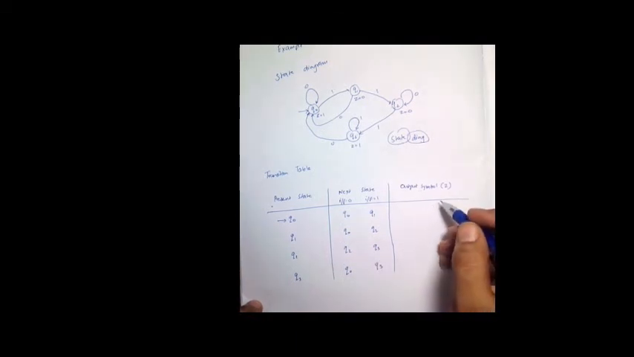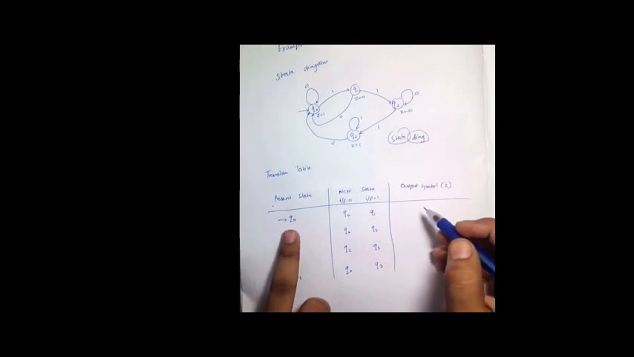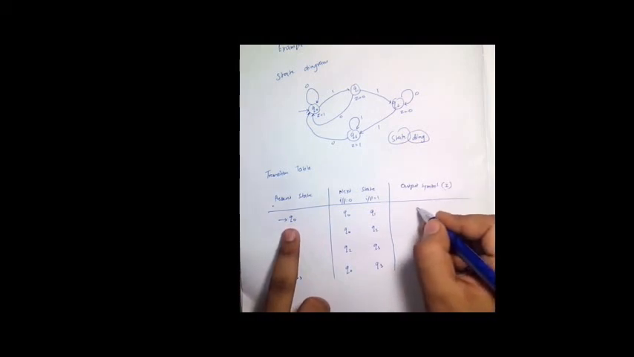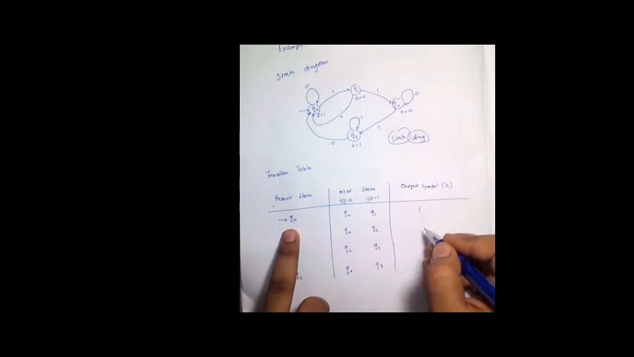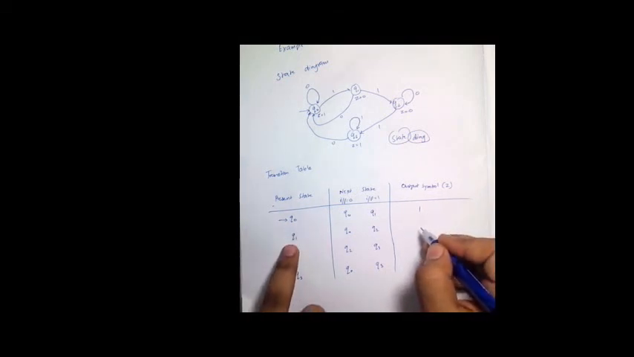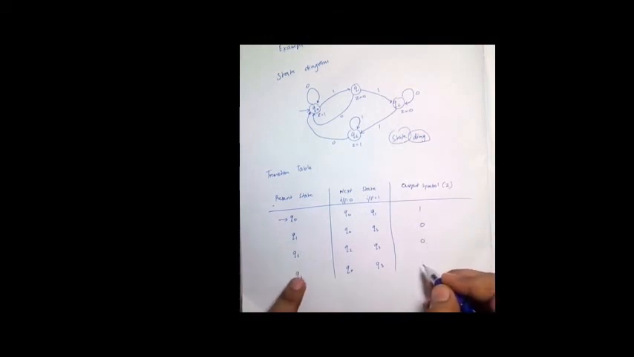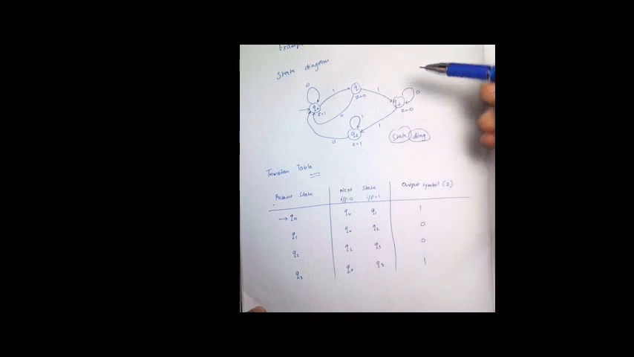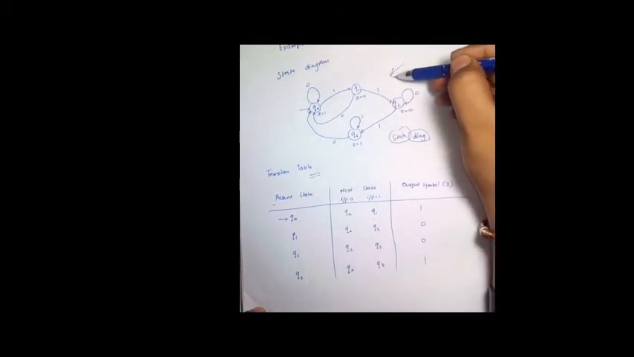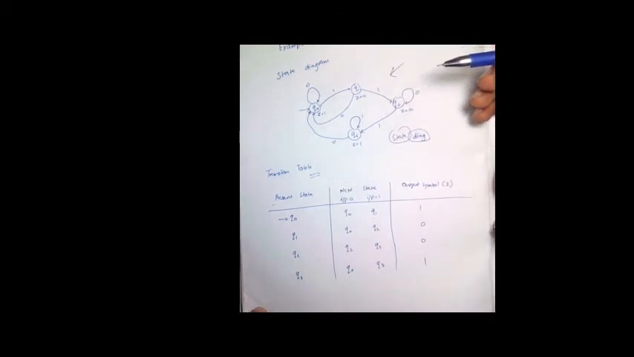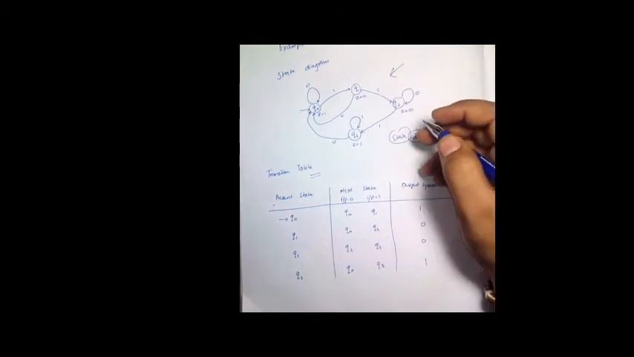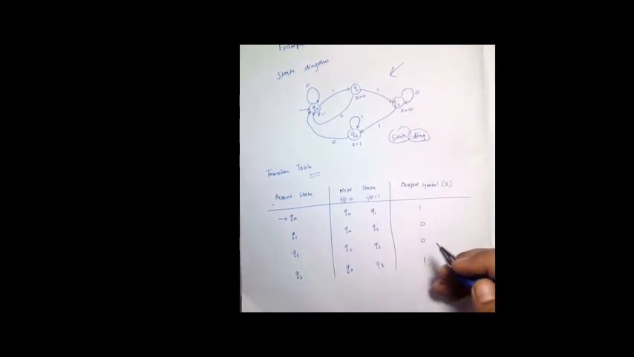And for the output symbol, as we can see, Q0 has output symbol Z equal to 1 associated with it. Similarly for Q1 we have Z equal to 0, for Q2 we have Z equal to 0 again, and for Q3 we have Z equal to 1. So hence this is our transition table for the state diagram that we made here. This is how we make a transition table from the state diagram in case of a Moore machine.